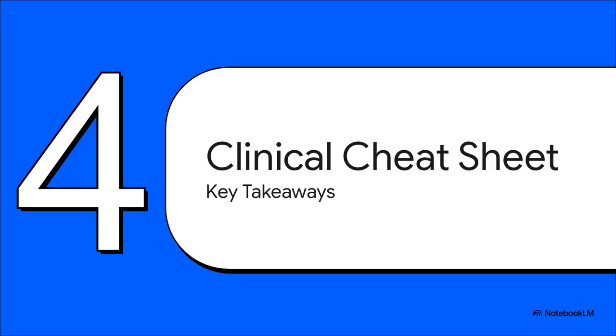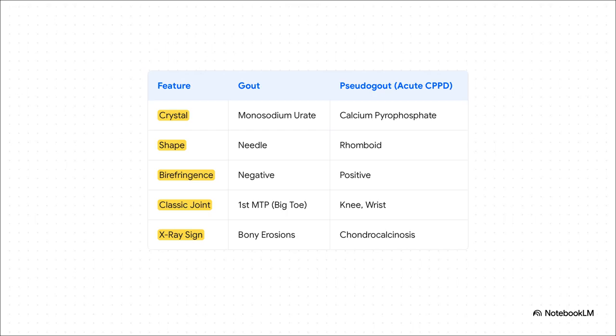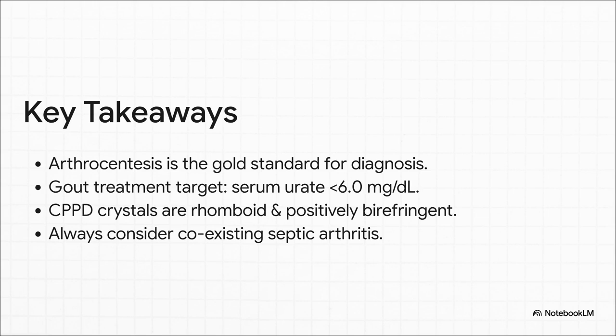All right, let's pull all of this together now. We're going to wrap up with a head-to-head comparison and the absolute must-know points that'll guide you when you're seeing patients. This is it. This is your ultimate high-yield slide. If you're studying for an exam or getting ready for rounds, you need to burn this chart into your brain. Gout, negatively birefringent needles, loves the big toe. Pseudo-gout, positively birefringent rhomboids, classic in the knee or the wrist. Know this cold.